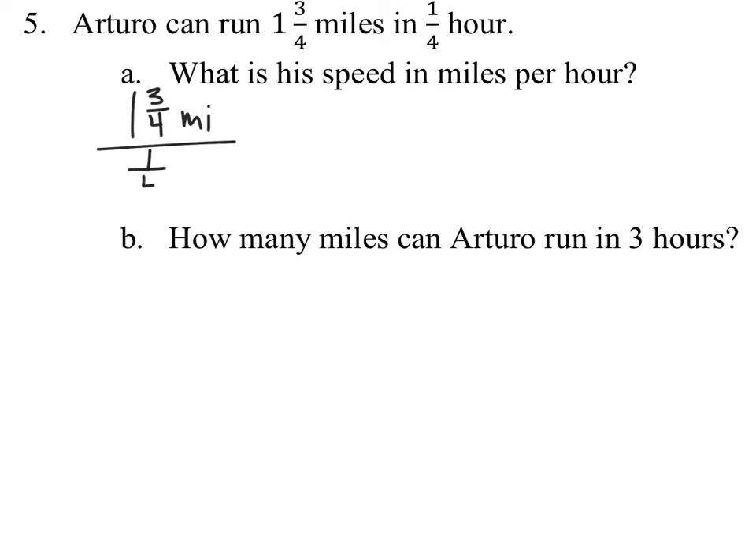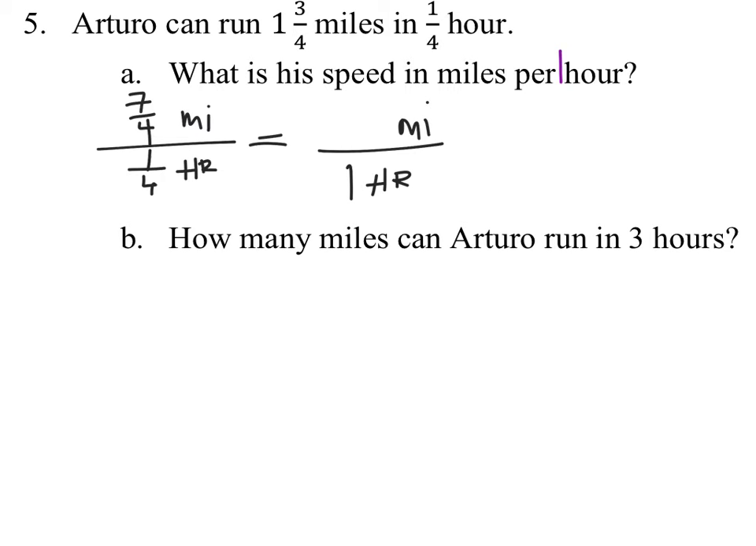But yes, that's very good. We definitely do not want mixed numbers. So I'm going to make this 7/4 every 1/4 of an hour. But the problem is we want to know how many miles Arturo can run every 1 hour. I like that. Okay, so we can put the 1 hour right there and show that it's a unit rate.